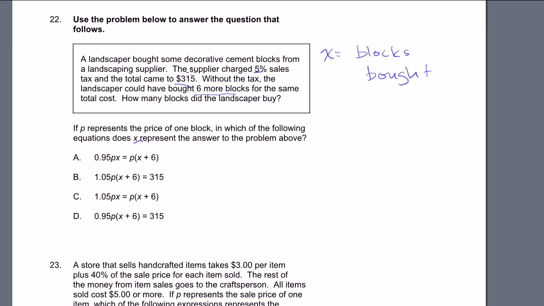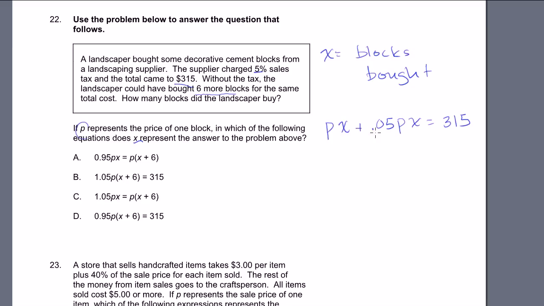Now, this first equation says that after paying 5% sales tax, so before tax, he bought x blocks. He paid P for each of those blocks. That's what they tell us right here. So this is the pre-tax price. P per block times x blocks is how much he pays, but then he has to pay sales tax on that. He has to pay 5% of that. On top of that is sales tax. So plus 0.05, that's the same thing as 5%, times whatever the pre-tax value is. And that's going to be equal to $315.